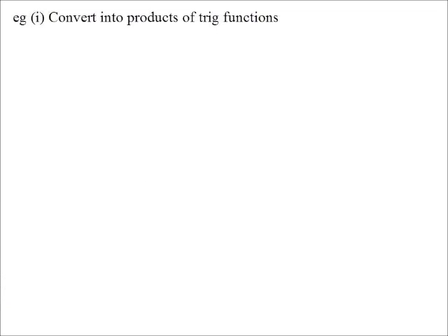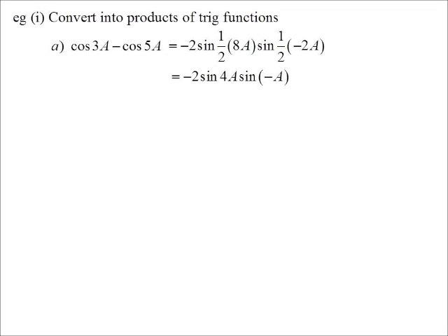So let's do some conversions. Cos 3a minus cos 5a. But it's minus, not plus, so it's a bit different. So that's the one that's going to start off minus 2 sine half sum, sine half diff. But when I look at that one, I've got sine of a minus there, sine being an odd function, so I turn that into 2 sine 4a sine a.